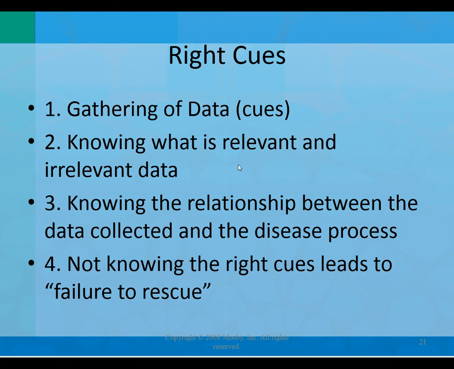The right cues are gathering data or cues about your patient, knowing what is relevant and what is irrelevant data as to what you are trying to do with your patient, knowing the relationship between data that you collect and the disease process. So in other words, you kind of need to know pathophysiology of a disease process in order to make sure you're collecting the right data. Okay? Not knowing the right cues can lead to failure to rescue your patient.